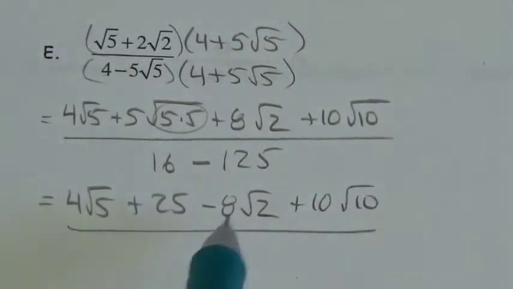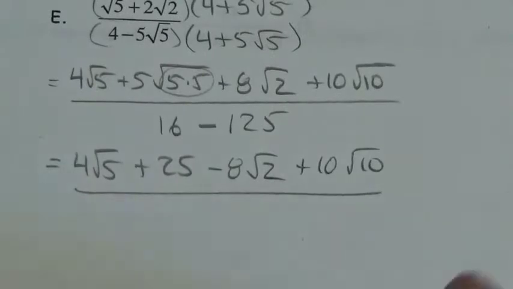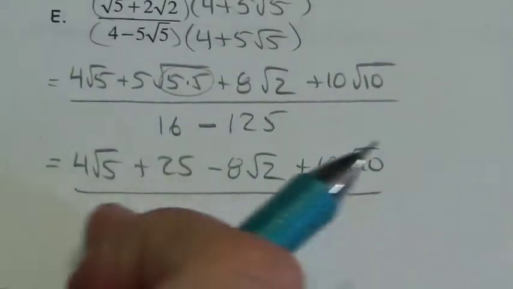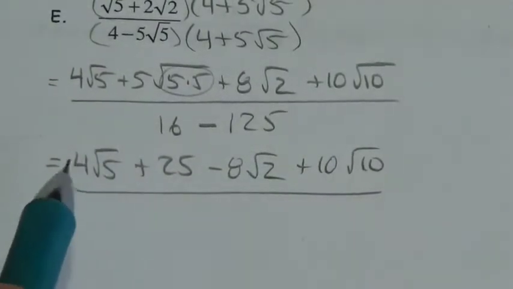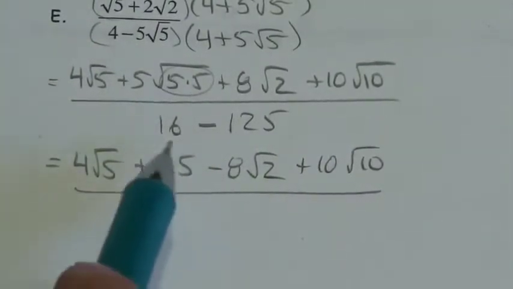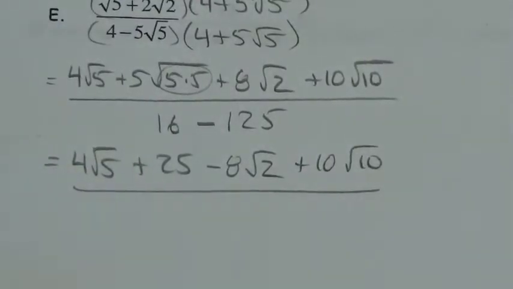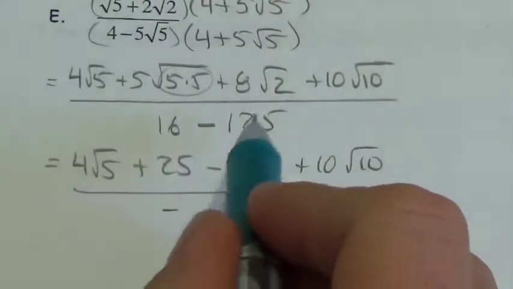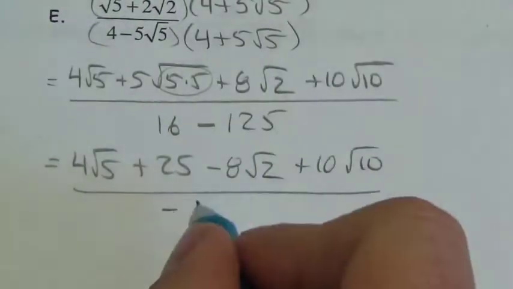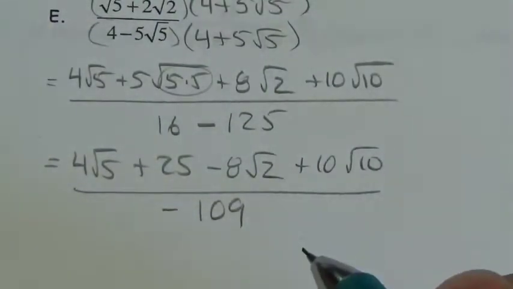Now notice, there are no common terms there. There's nothing else I can do to put those all together. In fact, there's not even a common factor all the way through. Before you say 2, 2 is a factor of 4, 8, and 10, but it's not a factor of 25. So that doesn't work here. And then when I take 125 away from 16, I'm going to get negative 109.